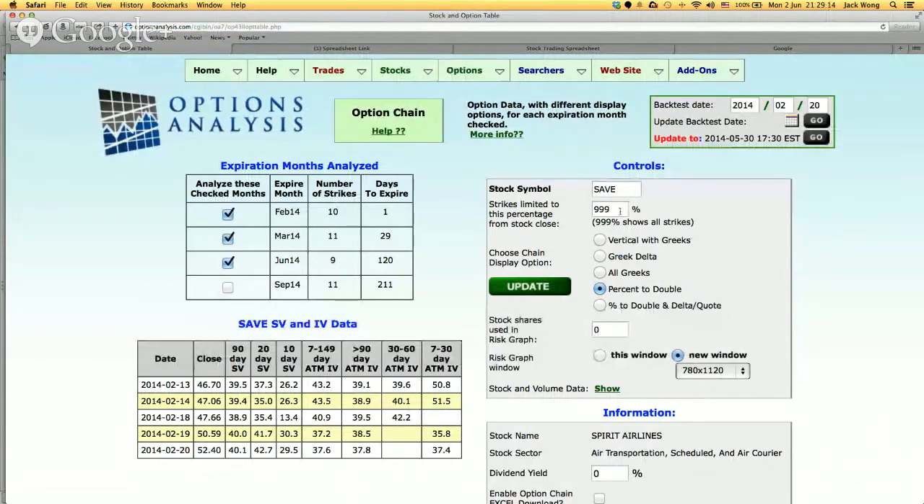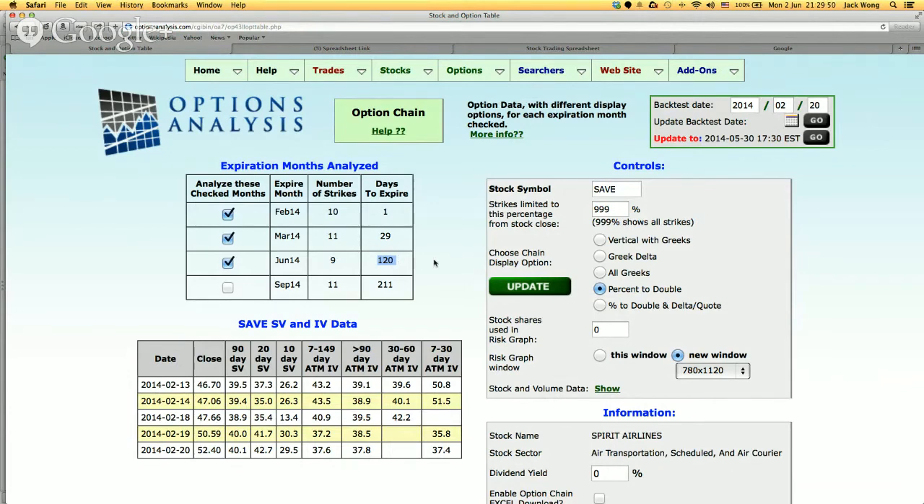You need to make sure that 999 is shown so that the whole chain is up. You need to make sure the percentage to double button is checked. You also need to make sure that the date is correct. Okay. So now with these 4 sets of tables, or 4 sets of what we call the expiration month, do you buy Feb? No. Do you buy March? Too short. Do you buy September? Too long, 211 days. So June makes sense, right? June just nice. Day expiration is 120 days.